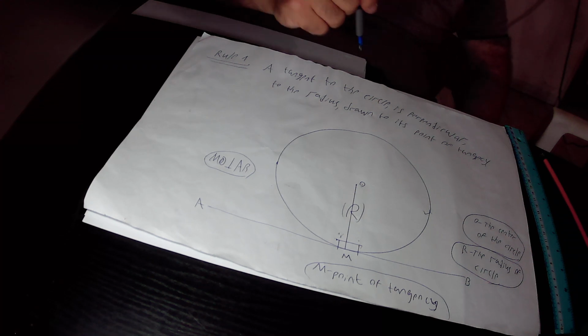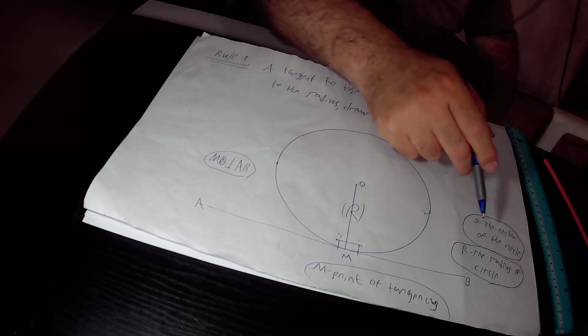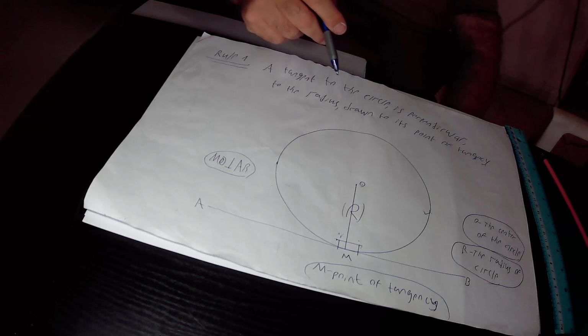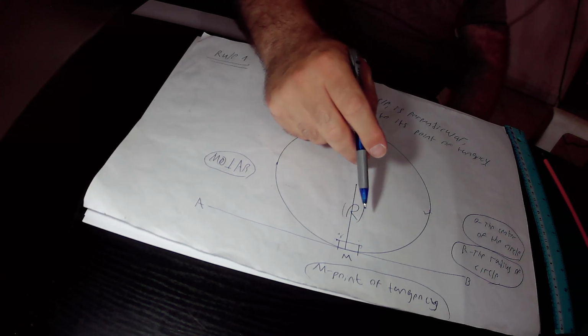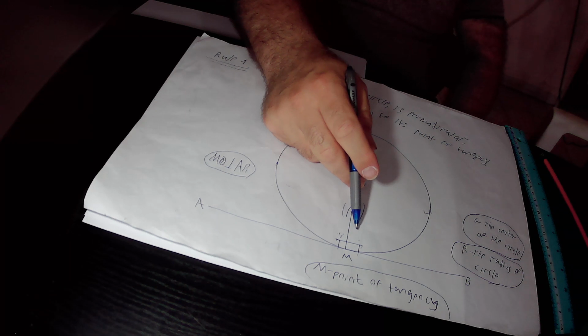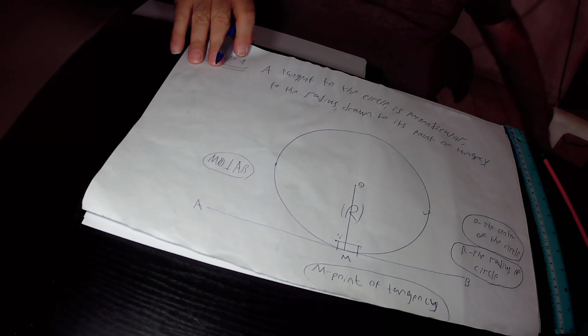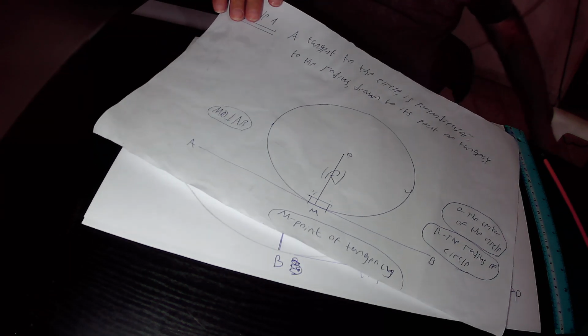Whenever you have a radius that is drawn to the point of tangency, then tangent AB will be perpendicular to the radius MO. If AB is perpendicular to MO, it means that this angle equals 90 degrees, and this angle also equals 90 degrees, according to this rule, rule 1. So we can actually implement rule 1 in our drawing.